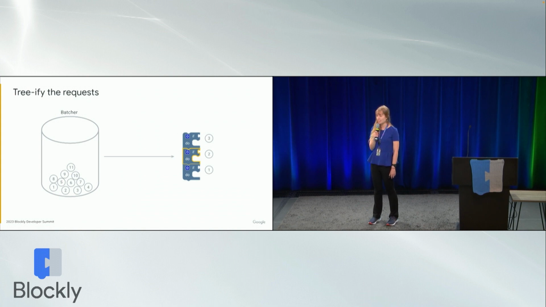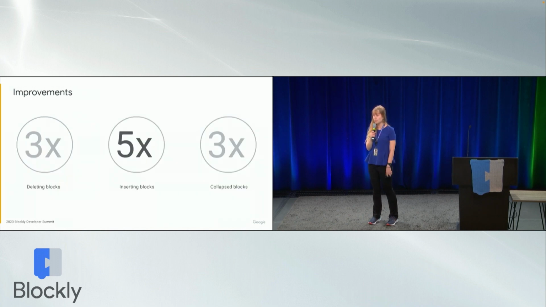And the great thing about this is that as a developer using Blockly, you don't need to worry about this system at all. All of the batching happens automatically under the hood, and you don't have to change any of your code. This one refactor has created tons of recognizable improvements, which are already available in version 9 of Blockly. In many cases, it took interactions that could take over a second and cut them down to a fraction of that. Deleting blocks and collapsing blocks are both 3 times faster than they were in version 8. And inserting blocks is a whole 5 times faster than it was before.